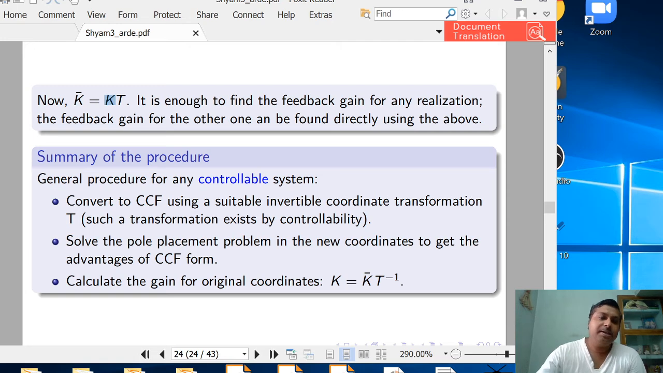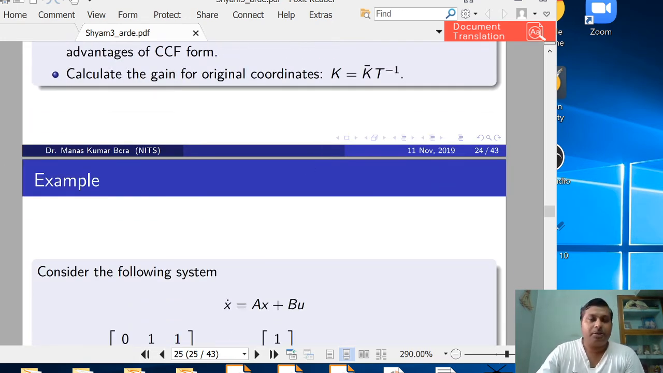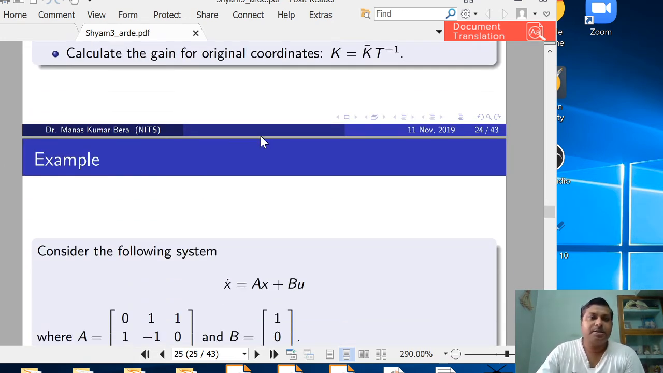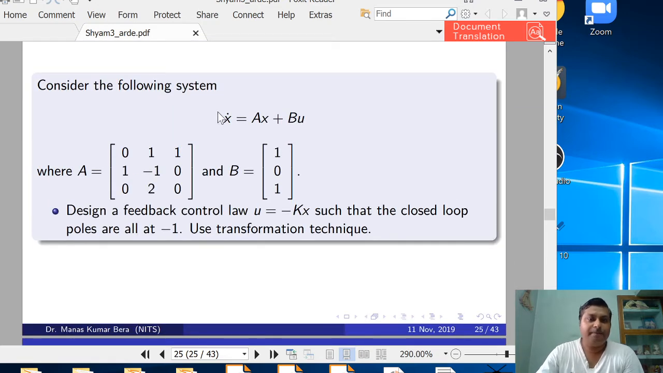Okay, so let us discuss this procedure with examples. Suppose we have a system x dot equal to Ax plus Bu, where A and B are obviously not in controller canonical form, so the system is not in controller canonical form.